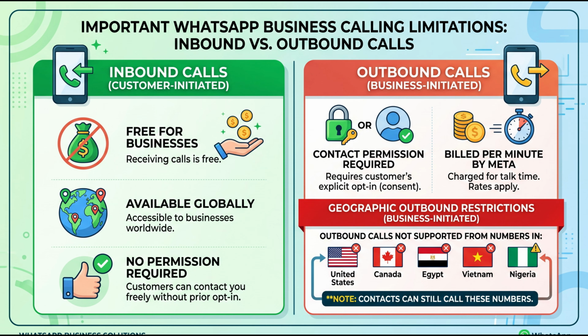Important outbound calling limitations. There is an important difference between receiving and making WhatsApp calls. Inbound calls are free, available globally, and don't require permission. Outbound calls, however, require the contact's permission and are billed per minute by Meta. Also, business-initiated outbound calls are currently not supported from WhatsApp business numbers registered in the United States, Canada, Egypt, Vietnam, or Nigeria. Also, don't forget that contacts can still call those numbers.